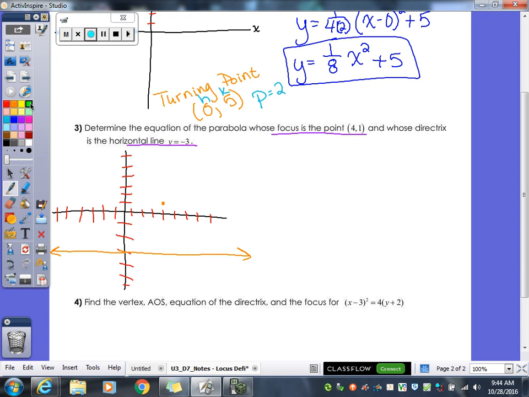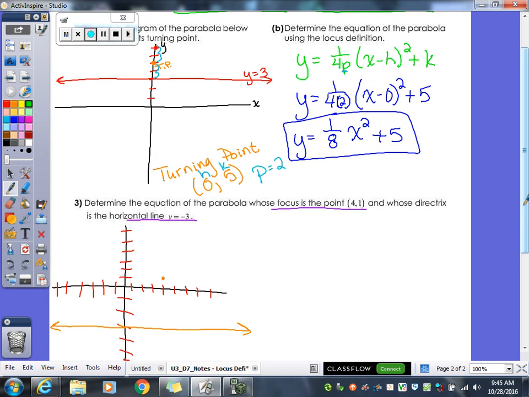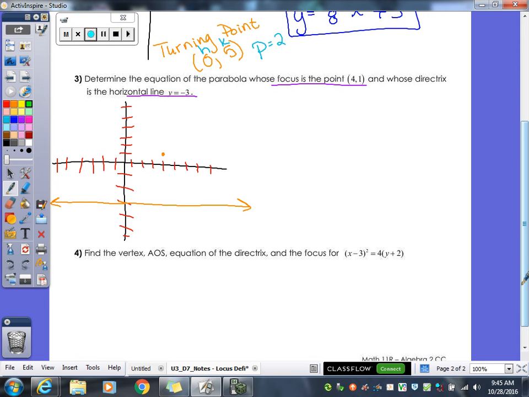So they want us again to determine the equation. So first thing I need to figure out is, where is my turning point going to be? If you noticed in all of our other pictures, they all lined up. Your turning point was directly under your focus and directly above your directrix, which is easy to be above, since the directrix is an entire line. It's this whole thing here. So really it can be anywhere above that. But the key thing is it needs to line up underneath your focus.